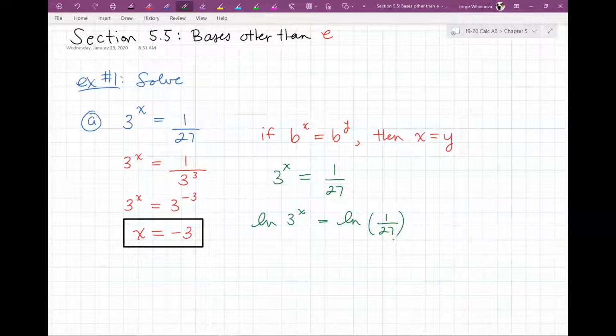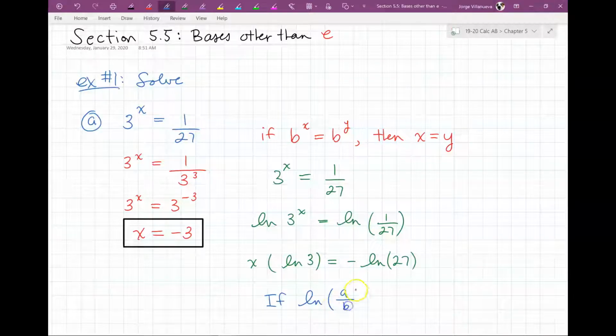Now once you do that, that x comes out, and you have ln of 3. And then right here you have, let me write this down, negative ln of 27. Now, if you're wondering how the heck did I do that, that's another property. Let me write this property down for you. It says if we have ln of a over b, then we can write it as negative ln of b over a.